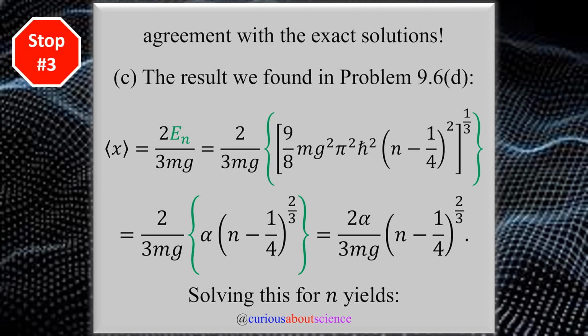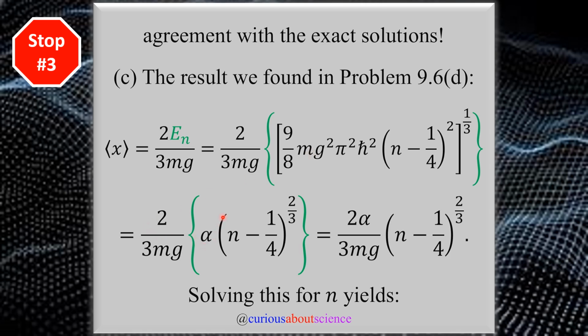All right, so now on to part C. The result we found in problem 9.6 part D was that the average height, which is noted by the expectation value for x, thanks to the virial theorem and a couple other things, was 2 times En over 3 mg. So if we plug in the En that we found from our problem here, we get this nice bracket with the 1/3 power.